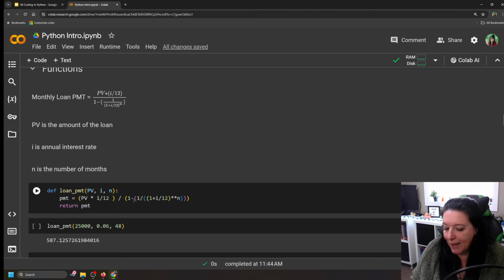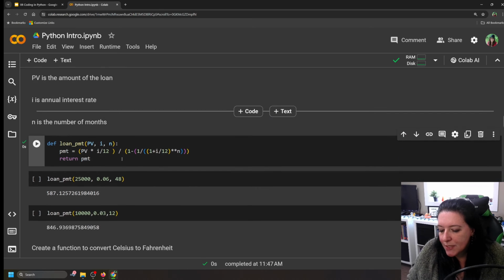We have 1 minus, and then in parentheses, 1 divided by, and then in parentheses, 1 plus I divided by 12, and then you see that star star. That's because this is an exponential notation here. This is to the n. So what you see here, this to the n, that's this star star n. And it returns the payment. So we create this function.